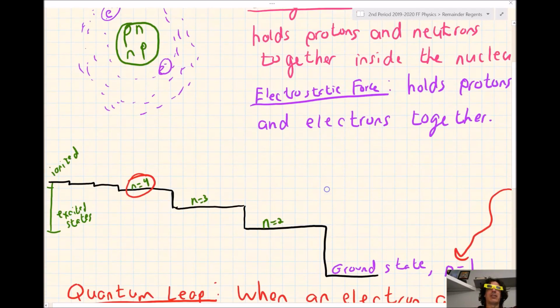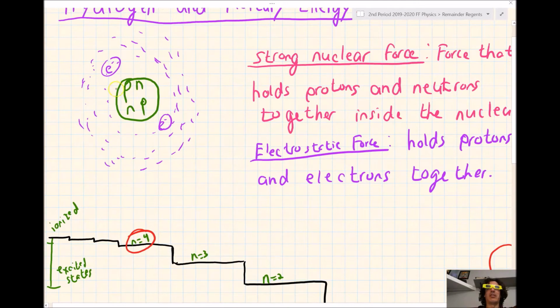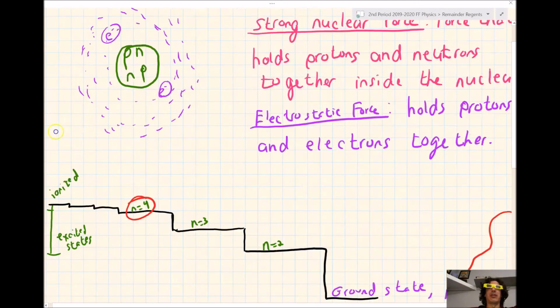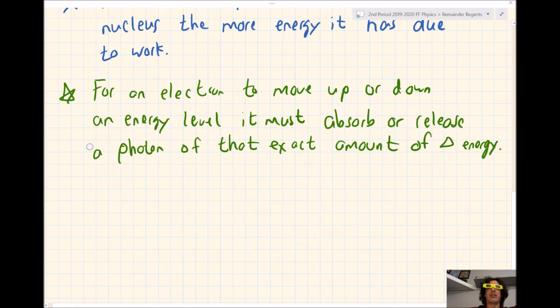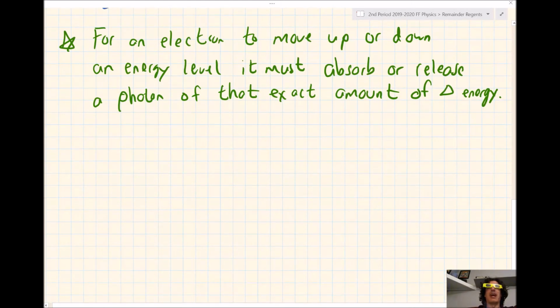So the reason why these electrons aren't getting sucked into the nucleus due to the electrostatic force is because they're constantly absorbing photons, and they're absorbing energy that's pushing them farther away.